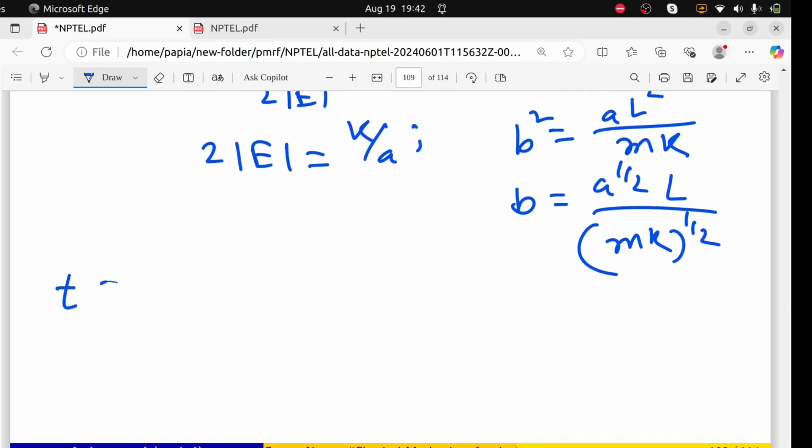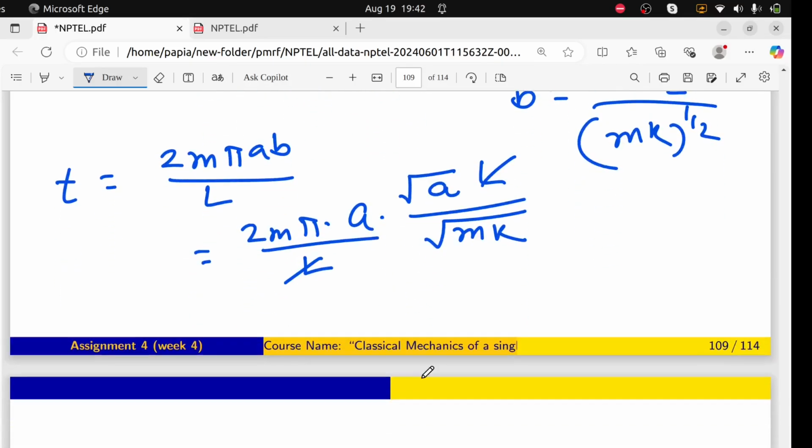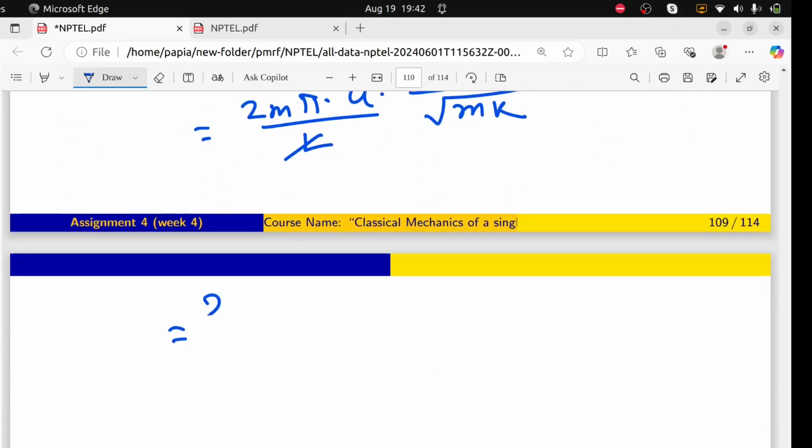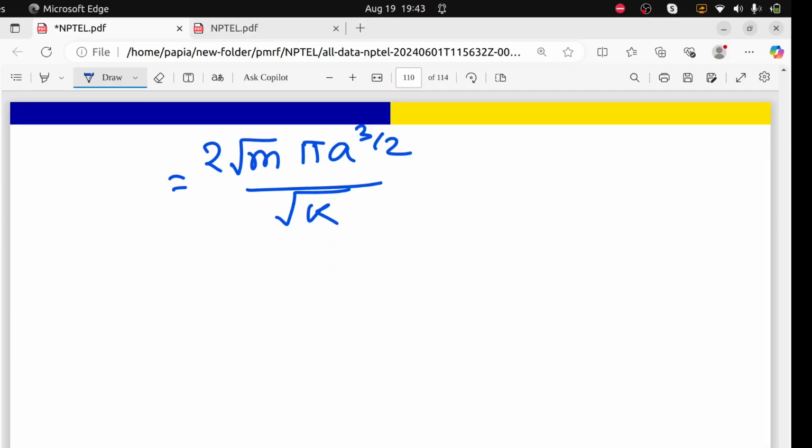Now our T was 2m pi AB by L. A is A, B is root A, L by root over mk, divided by L. So L will cancel out. Then you can see this will be 2 root m pi A to the power 3 by 2 by root k. And all other terms are constant. So T is proportional to A to the power 3 by 2. So T square is proportional to A cube.